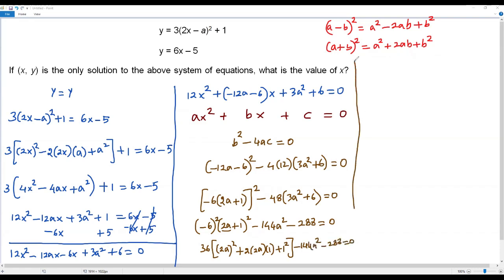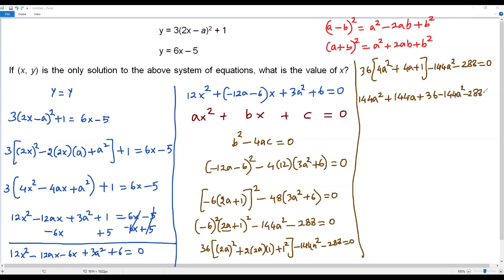Okay, now let me continue over here. So 36 times, when I evaluate this 2a the whole square, it will become 4a square. Positive 2 times 2a times 1 will become just 4a, then 1 square is just 1. Negative 144a square, negative 288 equals 0. Now we can distribute this 36 to 4a square, then I'm getting 144a square. When I distribute this 36 to positive 4a, I'm getting 144a. When I distribute this 36 to 1, we get positive 36, negative 144a square, negative 288 equals 0.